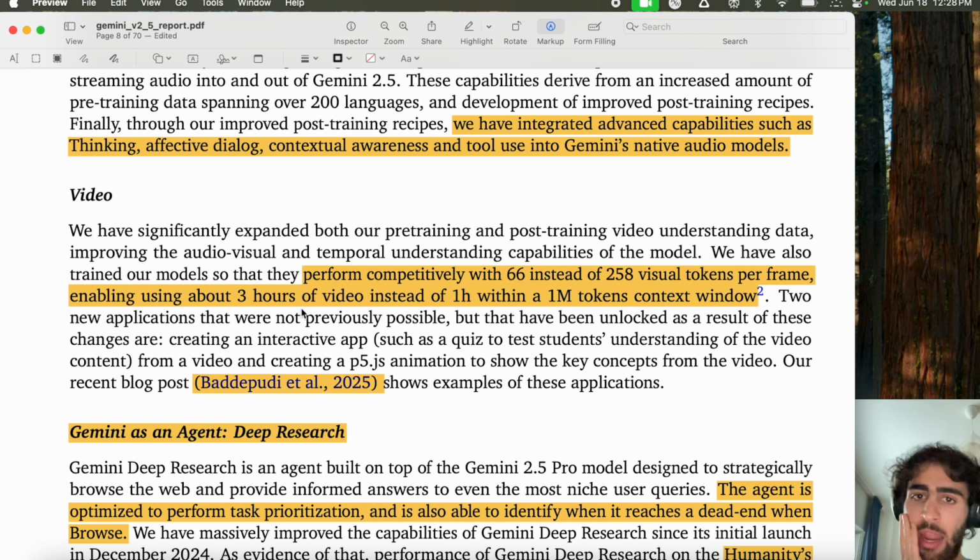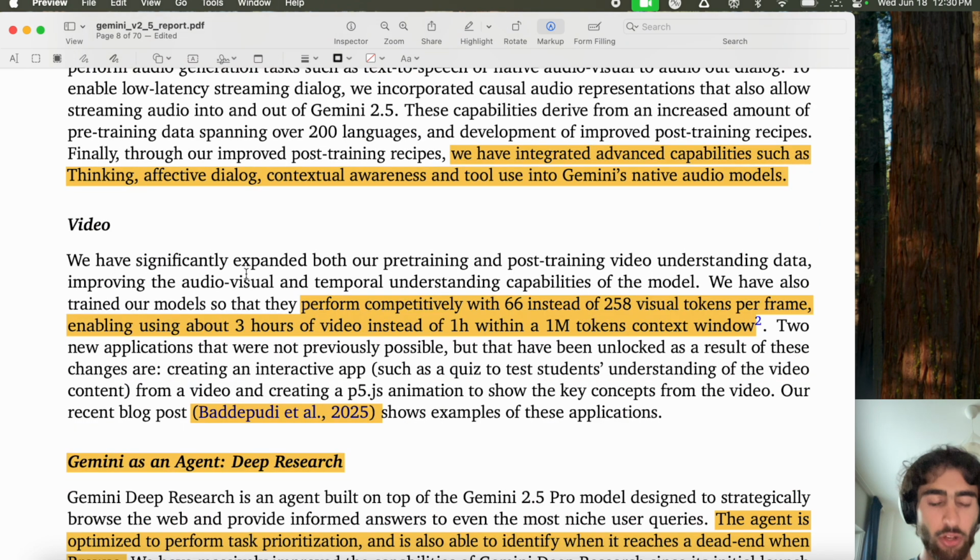So maybe there's some overhead that is not considered in this calculation, but if you're not sure what visual tokens per frame is, in essence, since transformers are a sequence-to-sequence model, we need to create a sequence out of tokens, which essentially means creating patches of the video so that each pixel belongs to a sequence and then just feeding that to the transformer. So they reduced this from 258 to 66, which probably means that they just made the patches larger, but maybe they also did some other cool tricks to reduce the number of visual tokens per frame.